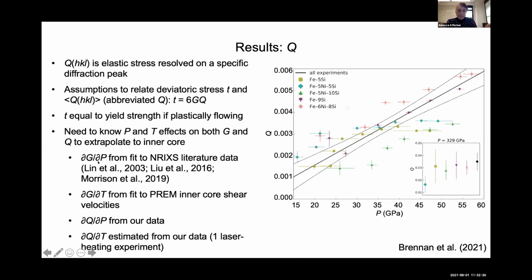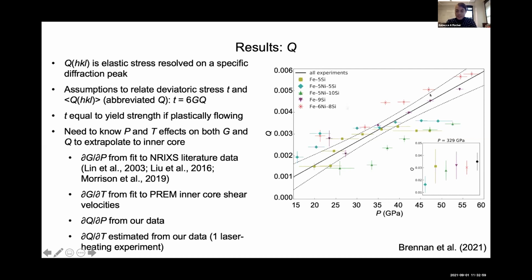So we get dGdP from a fit to Enrich's literature data from these studies. We get dGdT from a fit to PREM inner core shear velocities. dQdP is the main thing that we're getting out of our data, which is what's shown in the figure on the right. So the 5 different colors are our 5 different compositions. The different symbols are different measurements we made at different pressures. This is Q as a function of P.